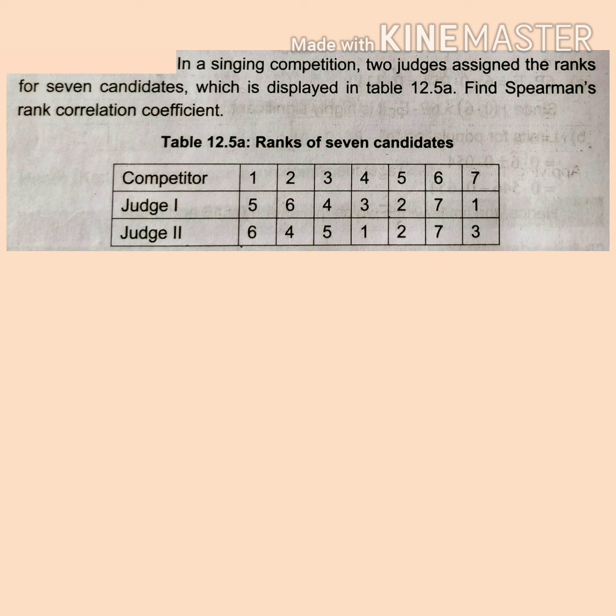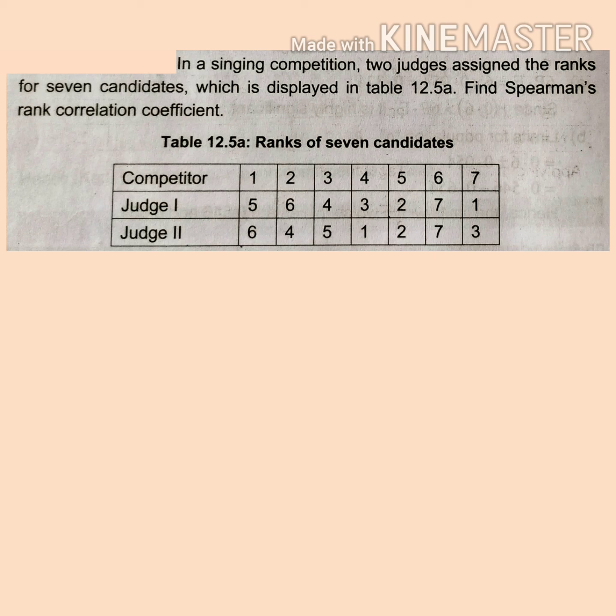The competitors 1, 2, 3, 4, 5, 6, 7 are given. Judge 1 has given the ranks 5, 6, 4, 3, 2, 7, 1, and judge 2 has given the corresponding ranks 6, 4, 5, 1, 2, 7, 3. Now you will have to find out the Spearman's rank correlation coefficient. So here ranks have been assigned directly by the two judges.